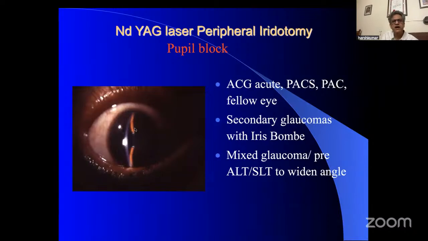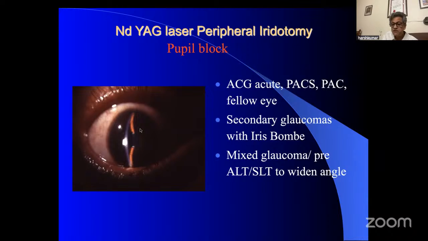Now here is a classical iris bombé, and we know that the most common procedure that we perform is the peripheral iridotomy, and it is commonly performed for an iris bombé or a pupillary block. So classically it is given in angle closure if it is an acute attack, primary angle closure, fellow eyes. If a secondary glaucoma is having an iris bombé, yes, it is a beautiful procedure.